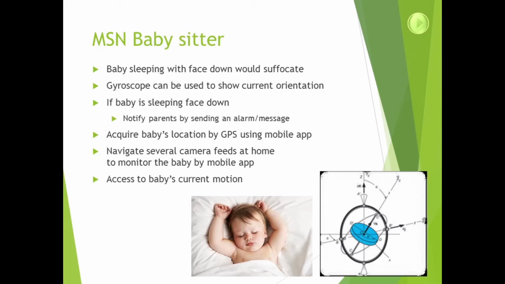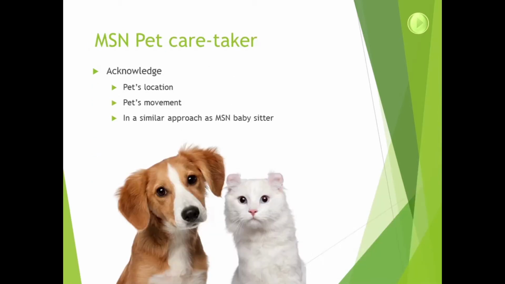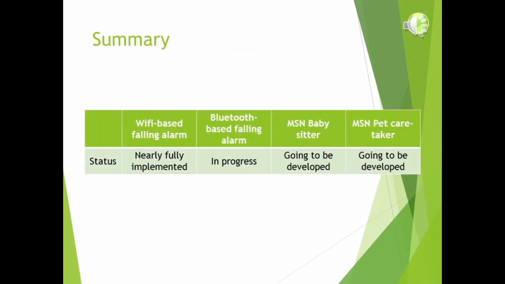For pet caretakers, pet owners can assess the pet's location and their current movement, with a similar approach to the babysitter function. In summary, by using the MSN system, a Wi-Fi-based falling alarm is nearly fully implemented. At the same time, a Bluetooth-based falling alarm is still in progress, while the MSN babysitter and the MSN pet caretaker are going to be developed.